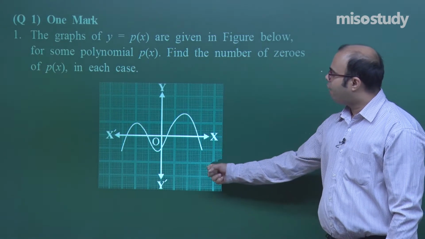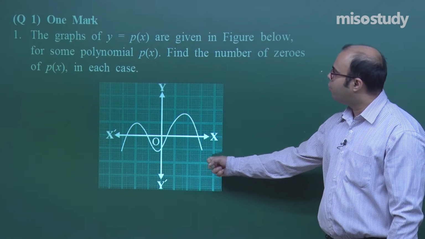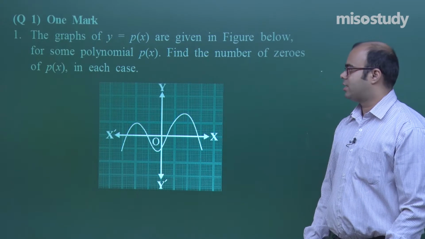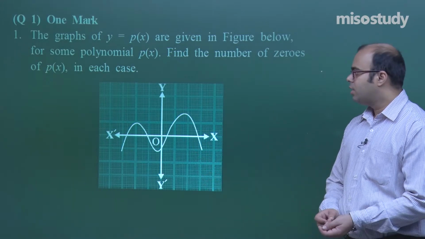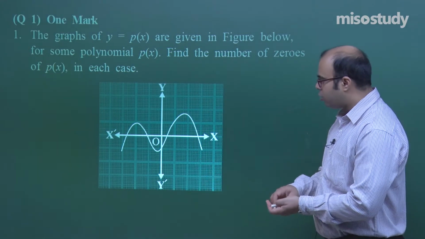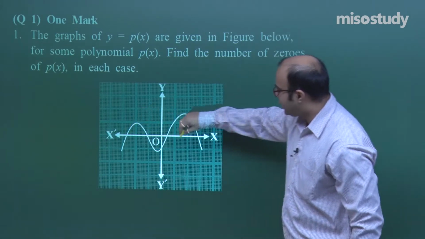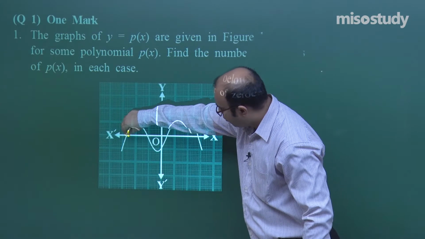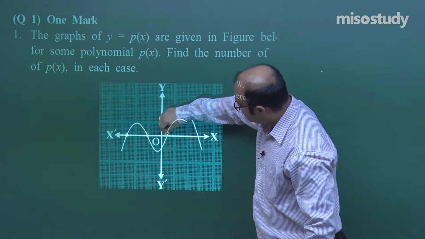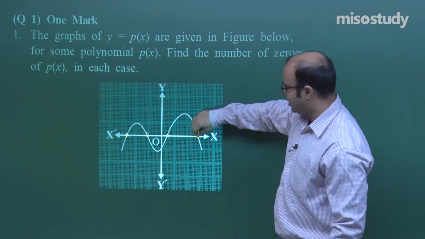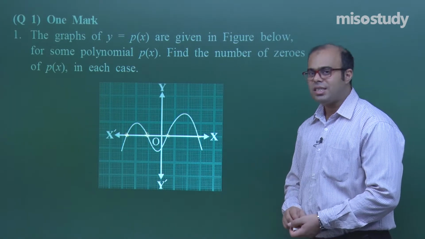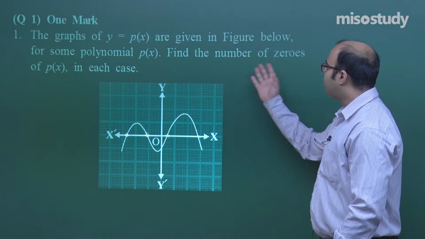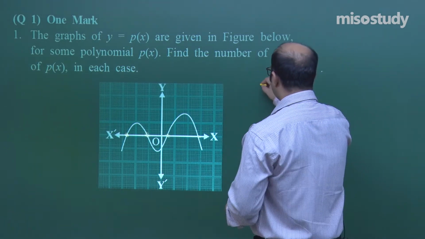The graph of y is equal to p(x) is given in the figure below for some polynomial p(x). Find the number of zeros of p(x) in each case. So, the case is this one basically. In this case the number of zeros we have to obtain. The graph here is intersecting the x axis at how many points? One point is this, another point is this, third point this and fourth point is this. The points where the graph intersects the x axis are actually the zeros of this polynomial. So, there are 4 zeros of this polynomial.